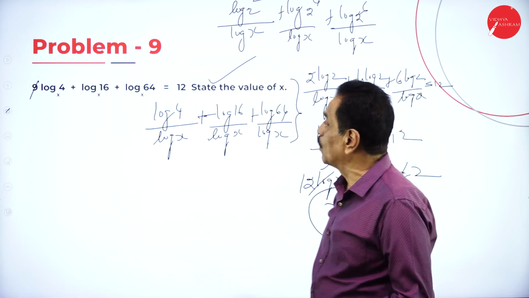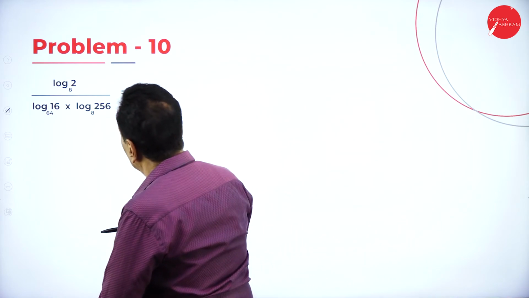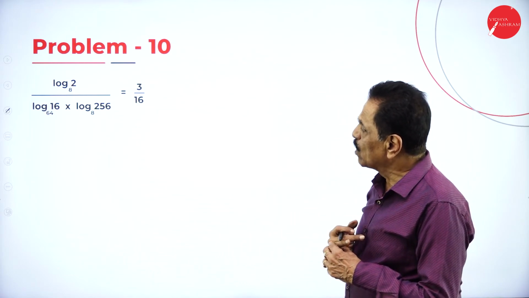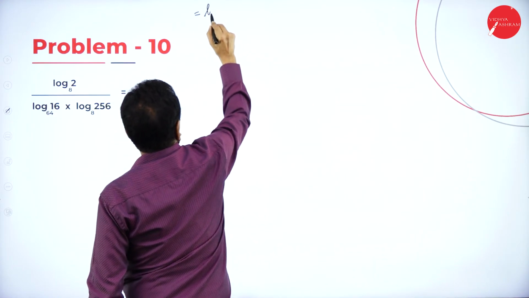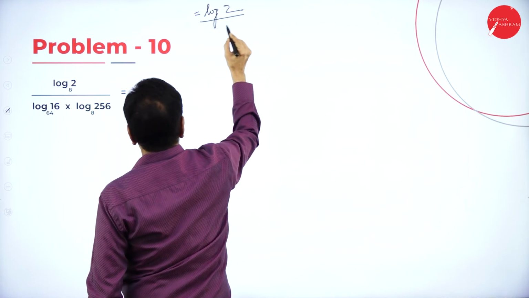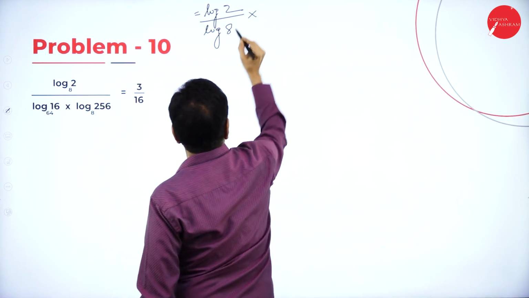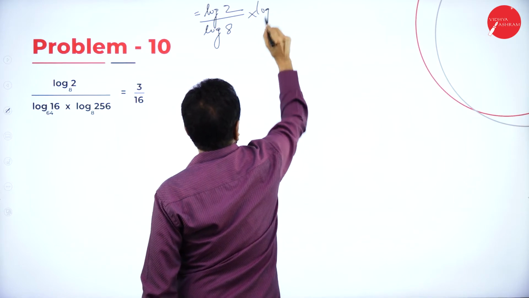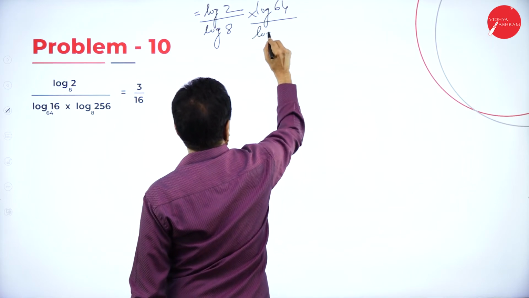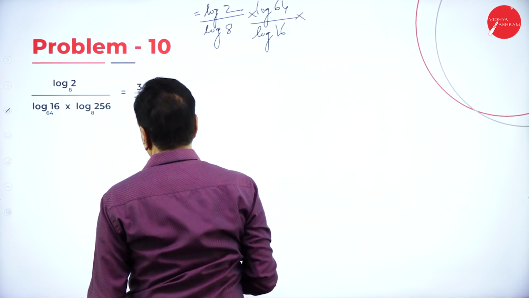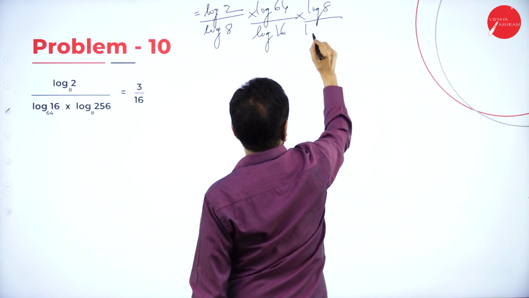So we'll move on to the next problem, the last problem. Log 2 to the base 8, log 16 to the base 64, log 256. This can be written as log 2 to the base 8 into log 64 to the base 16, divided by log 8 to the base 256.